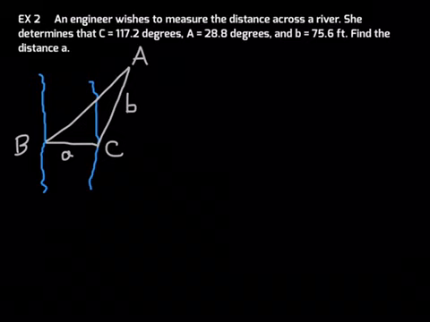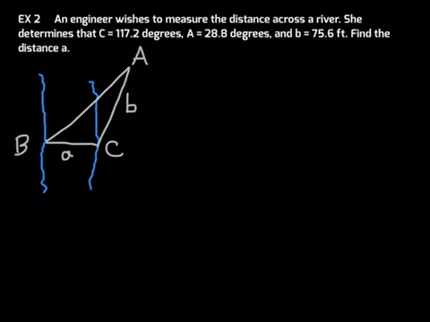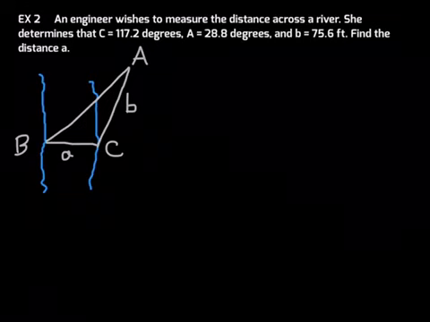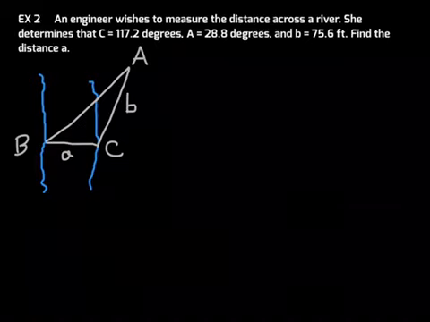Don't mind my very fancy drawing. I have a river and I have an oblique triangle. It's actually an obtuse triangle because angle C is obtuse, more than 90 degrees. All right, so in order to find side A, which is your unknown, we're going to set up the law of sines with A in the numerator.